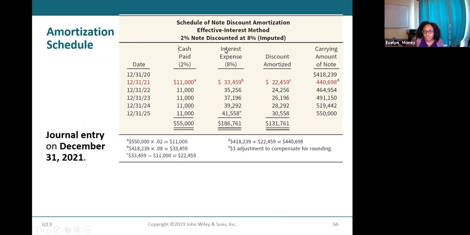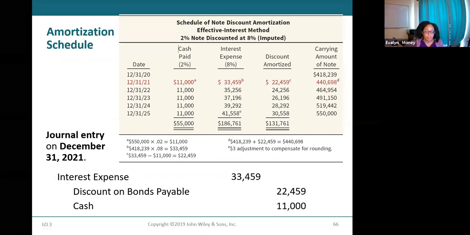So we can still create our schedule using our effective interest method. I've shown you this at least 5 times by now, so you should be pretty clear on how to calculate interest expense, and you're backing into the amount of amortization on the discount, and that carrying value continues to increase until it reaches the maturity value of the note. So we record the interest expense, we amortize the discount, and we record the cash payment of $11,000.